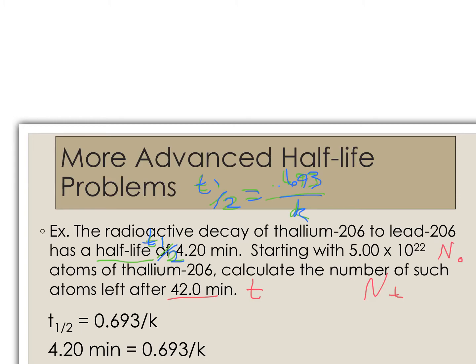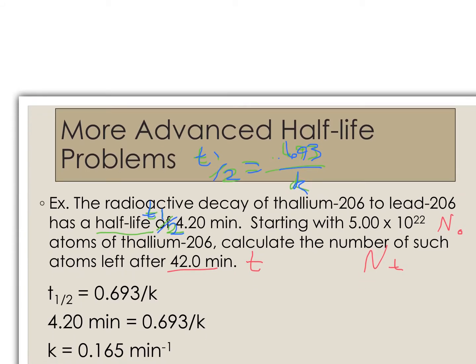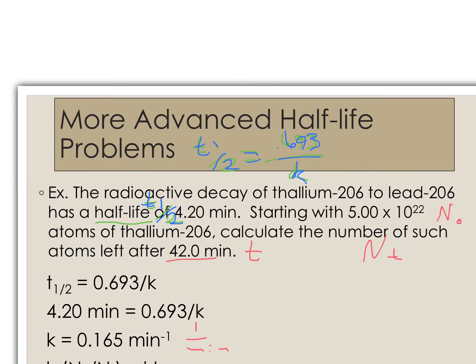I plug in the 4.2 minutes, and I get my K to equal 0.165 minutes to the -1. Do not forget that if it's to the -1, this is the same thing as being 1 over minutes. You're going to see this to the -1 much more often, because this is a lot easier to write into a computer program. Any testing program will generally use this instead of this. They mean the exact same thing though.